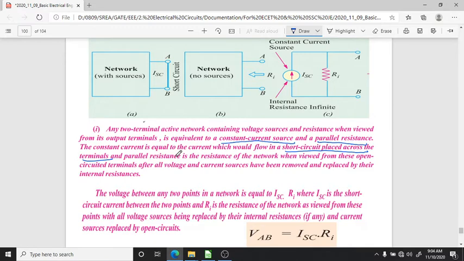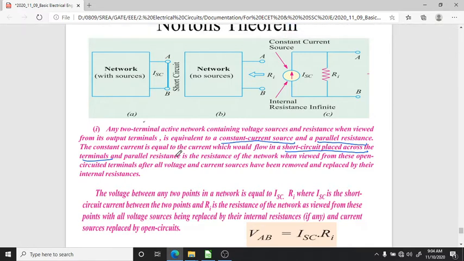So while calculating Norton's resistance, whenever a voltage source is there, it should be replaced with its internal resistance, and if a current source is there, it should be opened with infinite resistance. Like this you calculate Norton's current source and Norton's resistance.